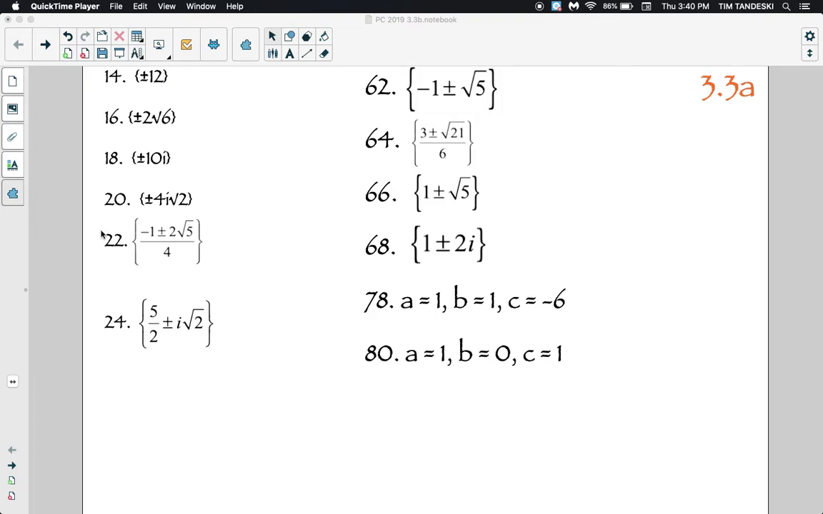Pre-calc students, here are the answers for 3.3 part A, so you should stop this and check those answers right now. I'm going to roll on to the next slide. You can stop it and check.